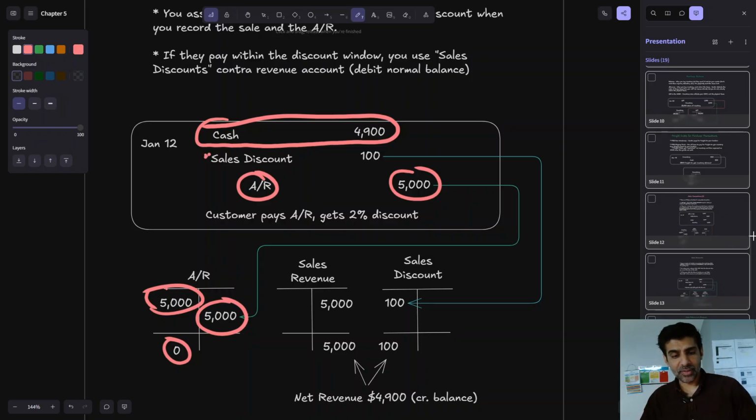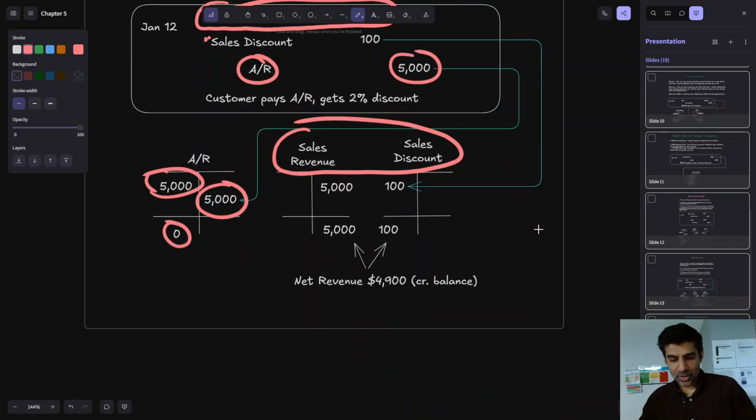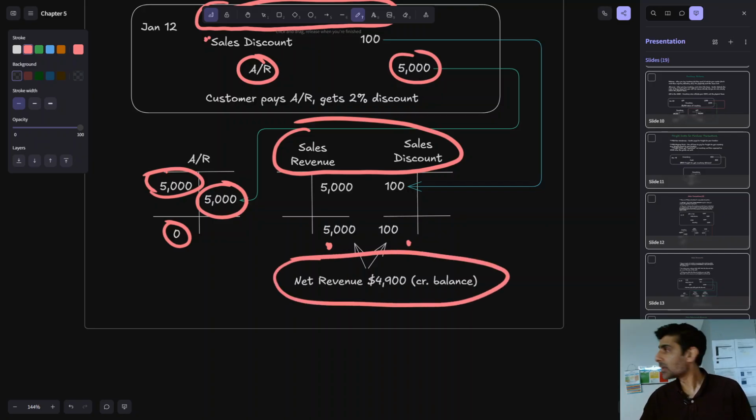And then this sales discount is going to be the place filler. It's going to be a debit, and it's a buddy account to sales revenue. So you can see here the net revenue is 4,900. We have a credit balance here and a debit balance here. The net of that is a credit balance of 4,900, which is how much our net revenue is. Okay, makes sense? Okay, good.